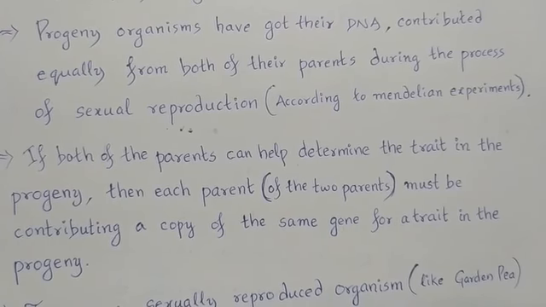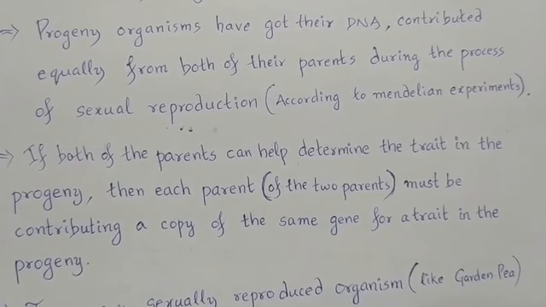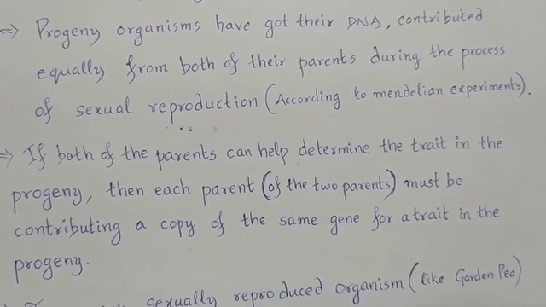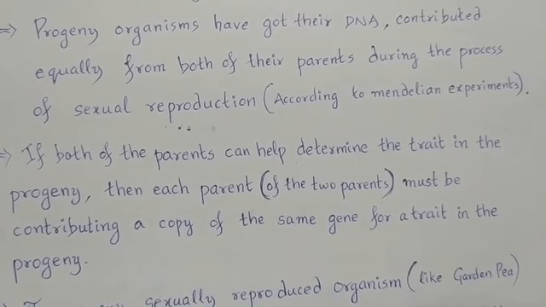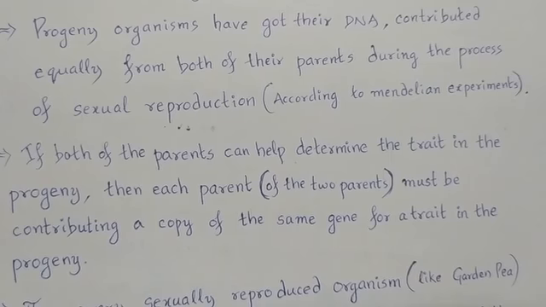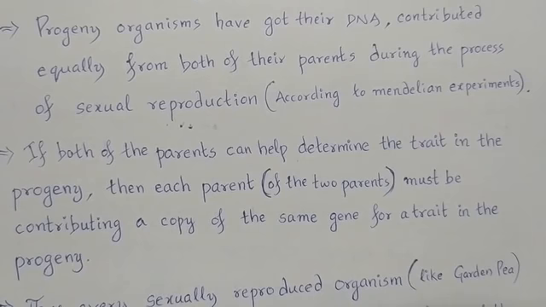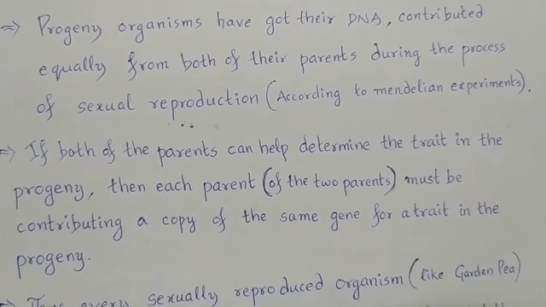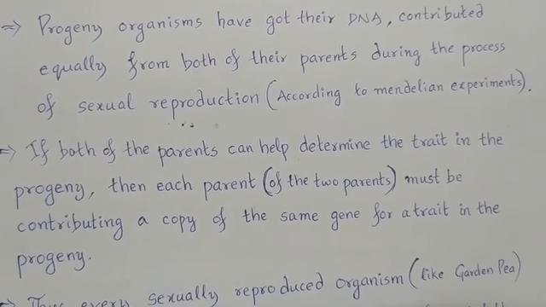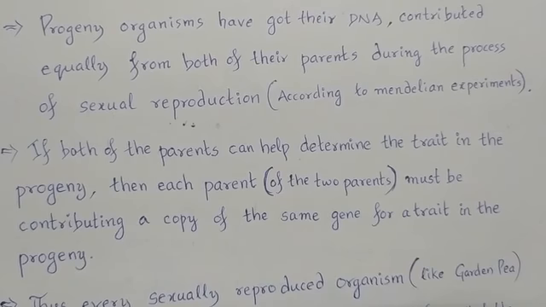So, assume that there is a progeny of organisms. From where have they got the DNA? They have got their DNA from both of their parents, male parent and female parent. And did they give unequal amounts of DNA to their progeny? No. Both the parents contribute the DNA equally to their progeny. This is according to our learned Mendelian experimental results.